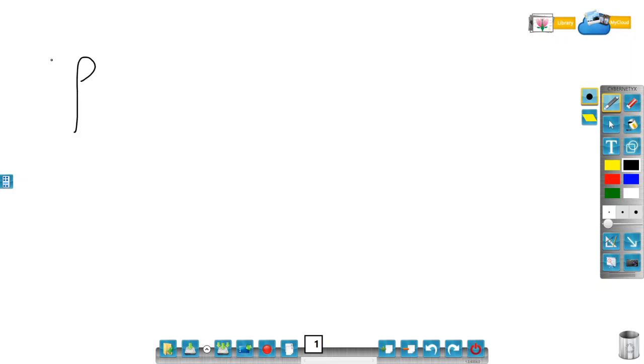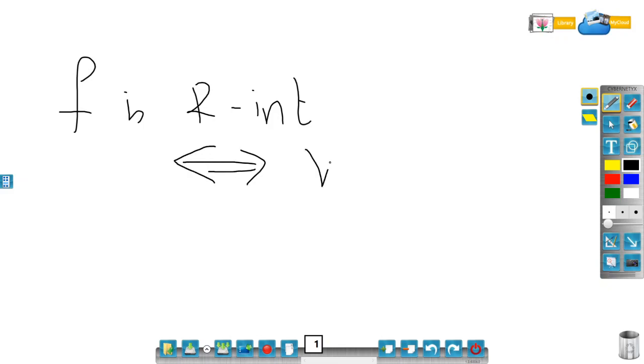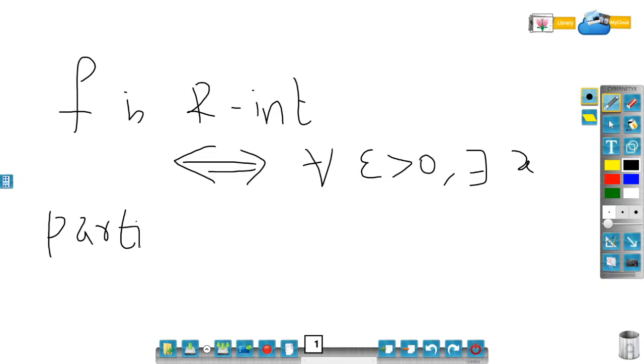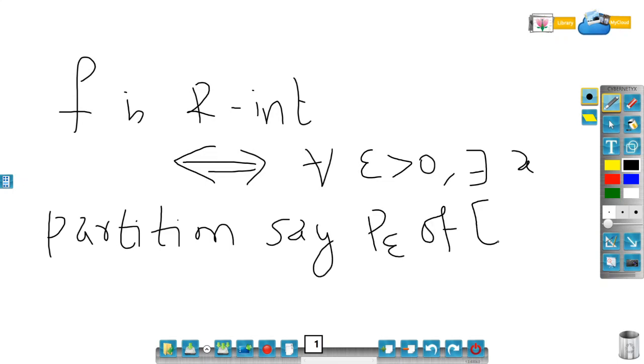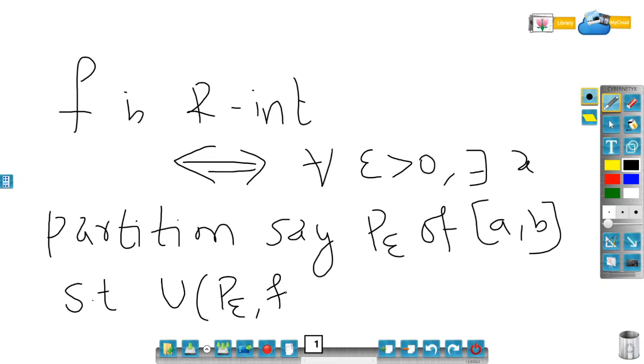So let me write down that f is R integrable if and only if for every epsilon greater than 0 there exists a partition, say P_epsilon, of the closed interval [a, b] such that U(P_epsilon, f) minus L(P_epsilon, f) is less than epsilon.